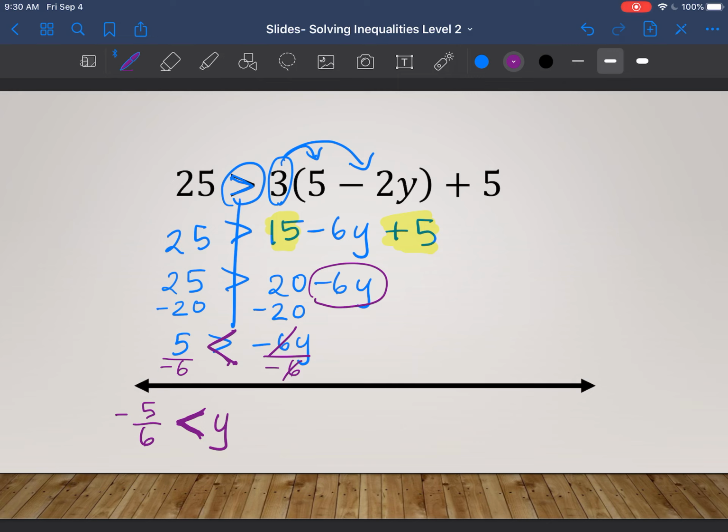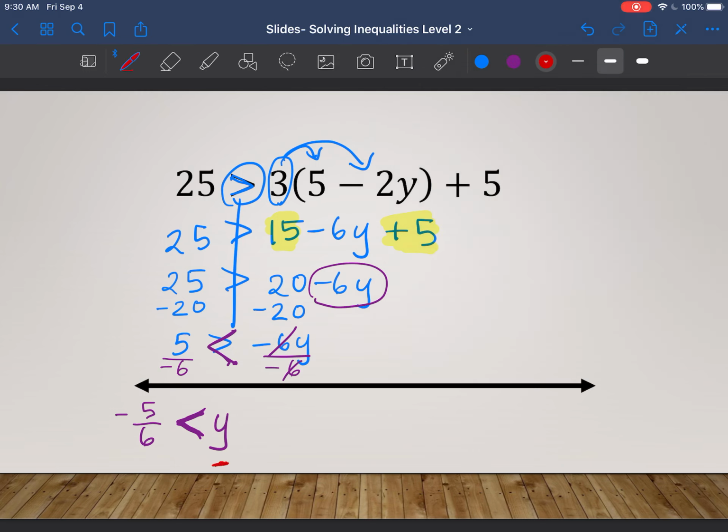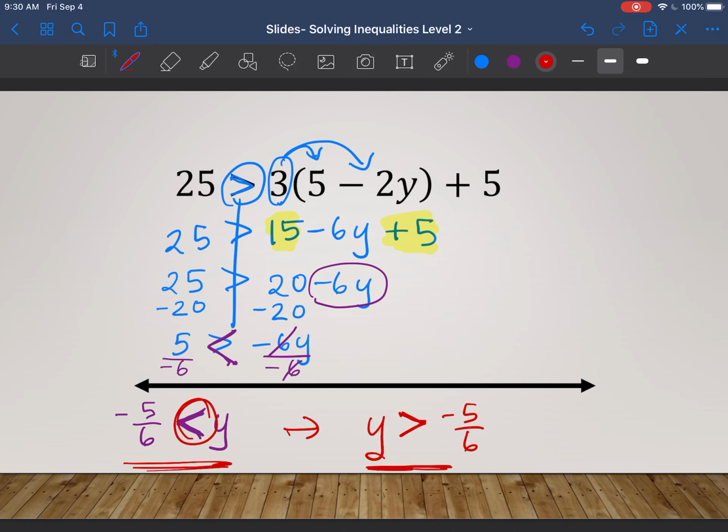Now to graph this solution set, it's always easier if you put the variable on the left side. Right now, the variable is on the right, so I'm going to write it on the left. And notice this alligator is facing the y, he's eating the y, so I have to preserve that. And then our negative 5/6. This expression and this expression say the same thing. Y is the bigger of the two.